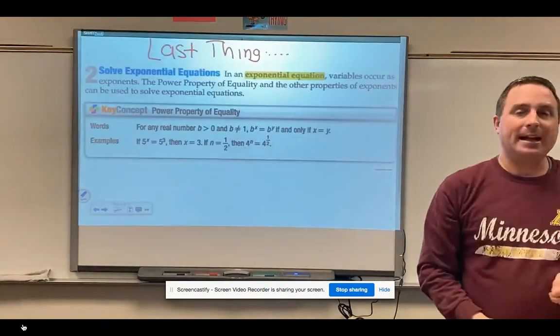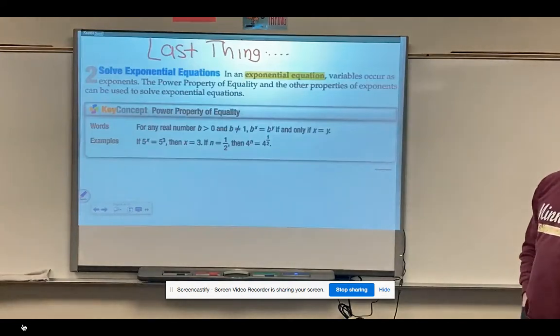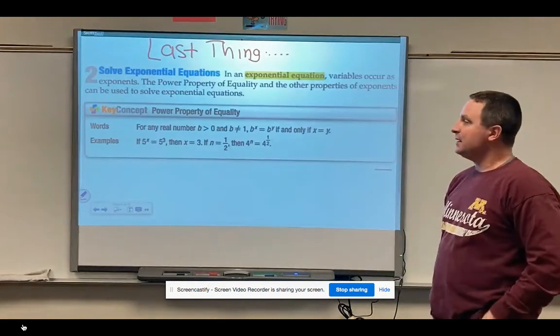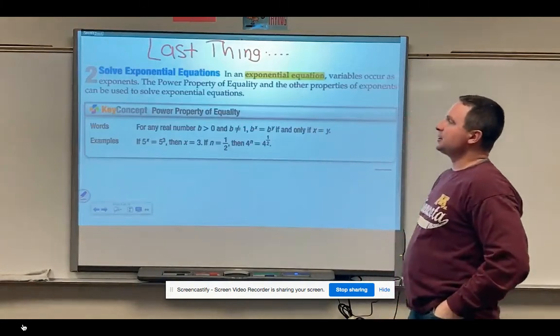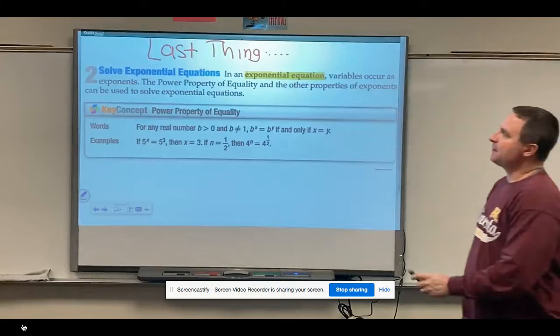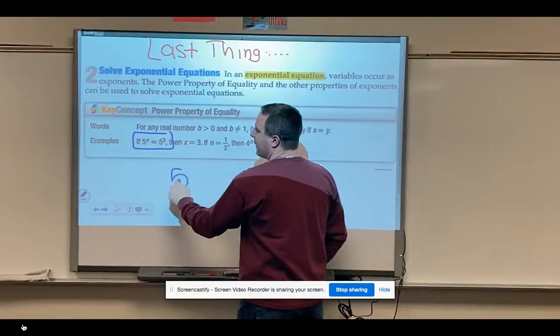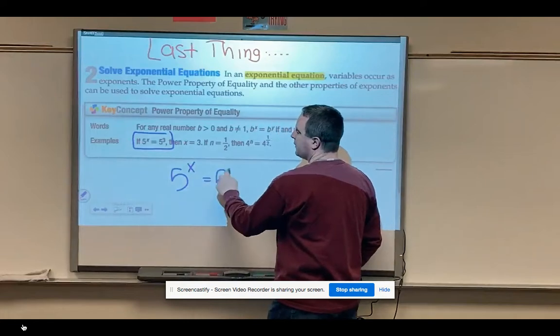Okay? All right, here's our last thing that we're going to talk about. We're going to solve equations with exponents. And there's a little exponential property of equality here. Okay? And if you can kind of look right here, it might be hard to see, but it says 5 to the x equals 5 to the 3rd.